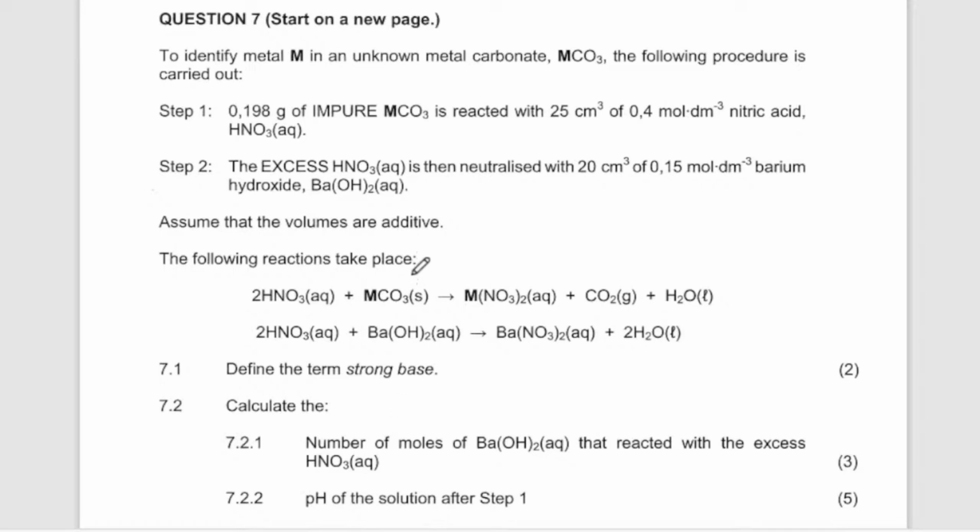Here they're saying to identify metal M in an unknown metal carbonate, and then produce... Okay, the procedure is carried out. You have this mass of impure sample reacting with nitric acid. Yes, so the excess nitric acid will react with this barium hydroxide.